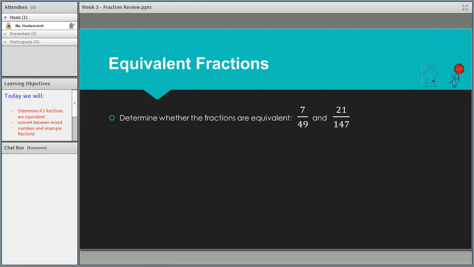So here's the second problem. I'd like you to pause the recording right now. Try this problem out on your own, see if the two fractions are equivalent, then unpause when you're ready to check your answer.